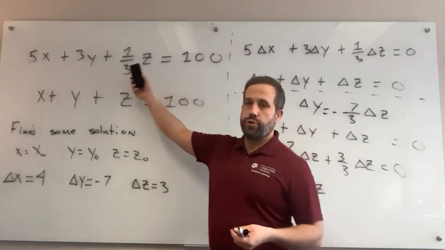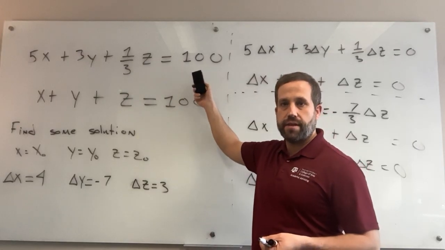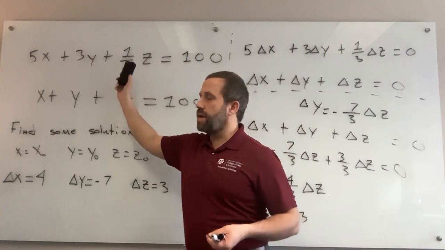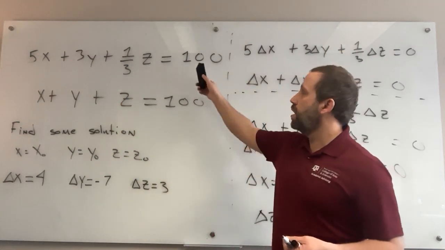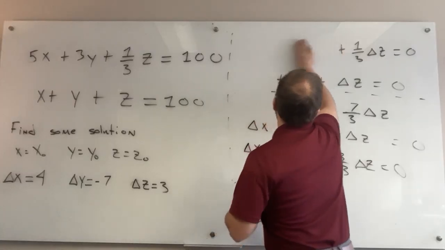Something similar is true if you change x, y, and z by the prescribed deltas and plug them in on the left-hand side. That's also going to be 0, meaning the total cost here stays 100. Okay, so I'm going to erase this side of the board over here.